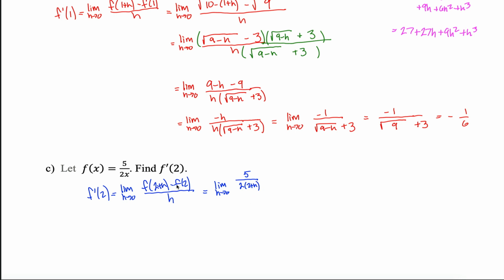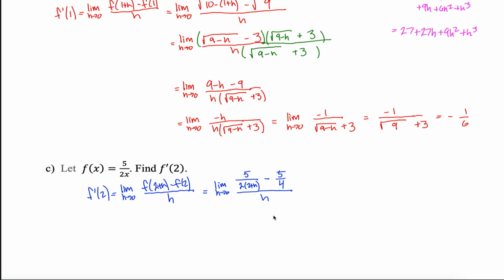From that, we want to subtract f of 2. F of 2 is exactly what you see here, except change all the x's into 2's. So it's 5 divided by 2 times 2. In other words, 5/4. Want to divide that entire mess by h. This is the limit we need to evaluate.